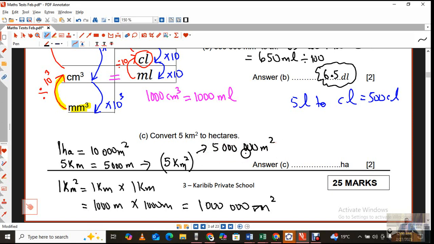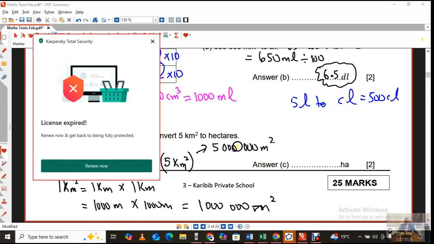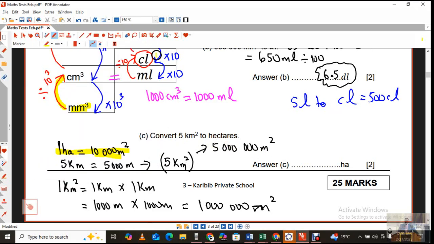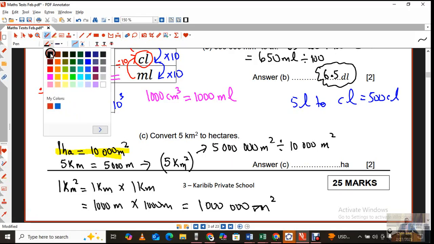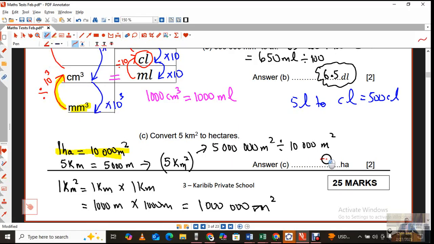square meters. Now, if I have to change it to hectares, I will take that and use this fact over here, and I'm going to divide this 5 million by 10,000 in order for me to give my answer in hectares. So when you divide this by 10,000 square meters, you're going to get 500 hectares. And this is area, okay? So this answer is 500 hectares.